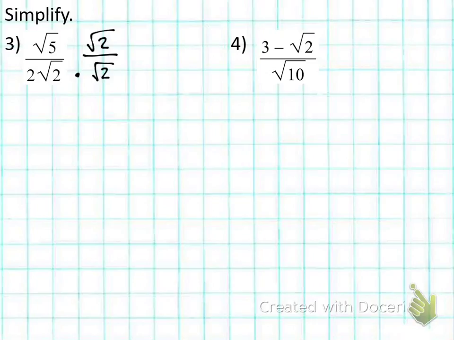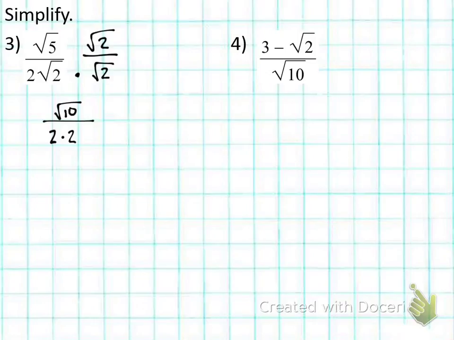Rad 5 times rad 2 is rad 10. And then in the denominator, we have that 2. So we have a 2 here, and then we have a coefficient here of 1, right? So 2 times 1 is 2. Rad 2 times rad 2 is rad 4. What's the square root of 4? Just 2. So let's just go do one step there.